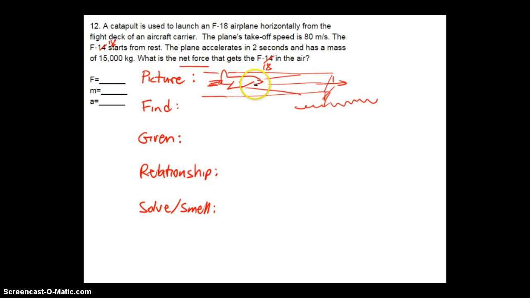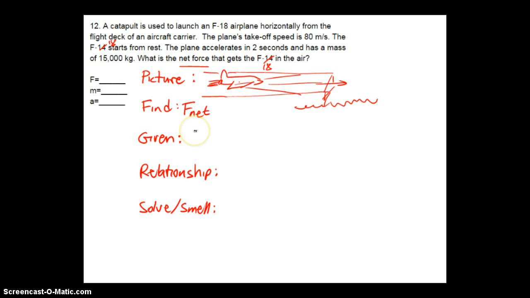So I've drawn my picture here. We have the airplane on the deck of the aircraft carrier. Starts from rest and it's being shot off the end of the aircraft carrier. We know that by the time it gets to the end of the aircraft carrier, it has to be going 80 meters per second at least, and it only has 2 seconds to get there. So what are we trying to find? We're trying to find the net force. The net force.